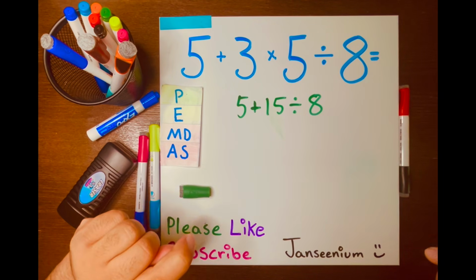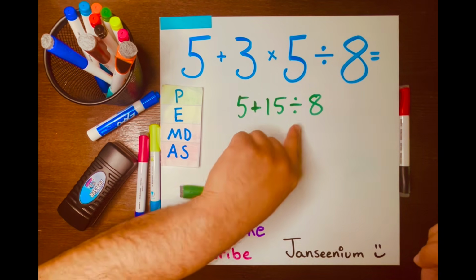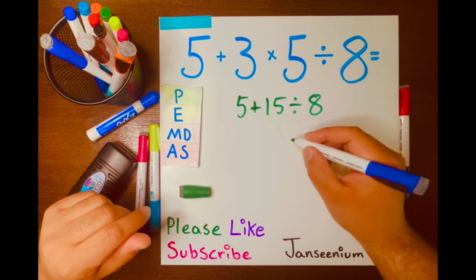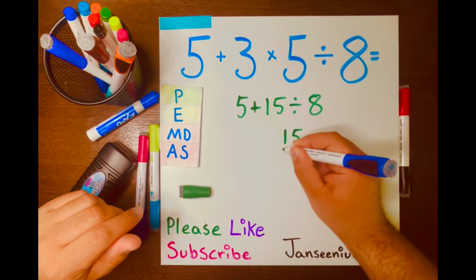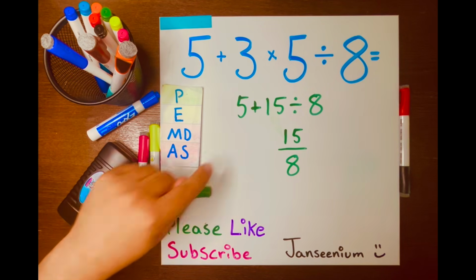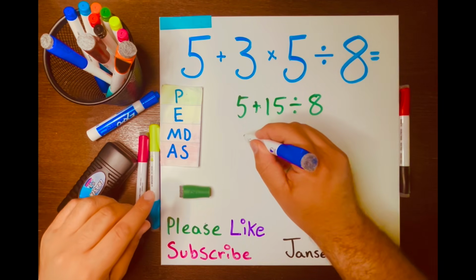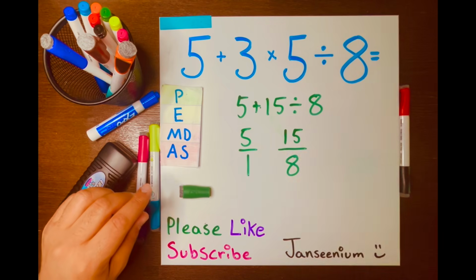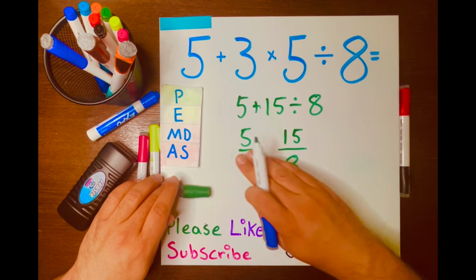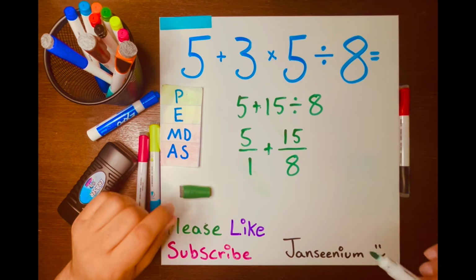Next, PEMDAS is saying, hey, 15 divided by 8 goes first. So what is 15 divided by 8? I don't know. So I'm going to write it in fraction form to make the math fun and easy. 15 over 8. And let's bring the 5 plus down. That is a plus sign there. So I'll bring the 5 down, but in fraction form: 5 over 1 equals 5, does not change the 5, plus 15 over 8.